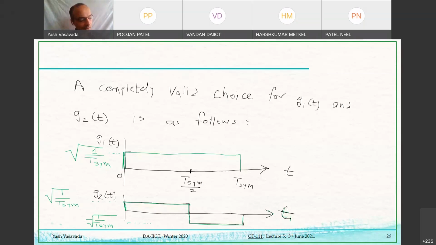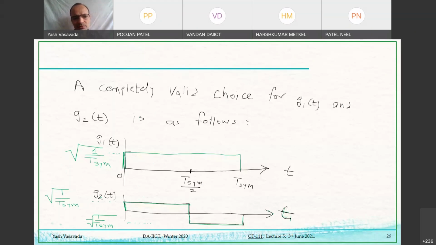It will be met. Why? Because once I multiply G1 and G2, I'm actually going to get a shape which will look like this G2, because G1 is just a constant all throughout. So once I multiply it with G2, this shape of G2 doesn't change. So the product signal G1 and G2 is going to look like this G2, except its magnitude will not be square root of 1 over T sim. It will actually be 1 over T sim, because the other square root of 1 over T sim comes from G1.